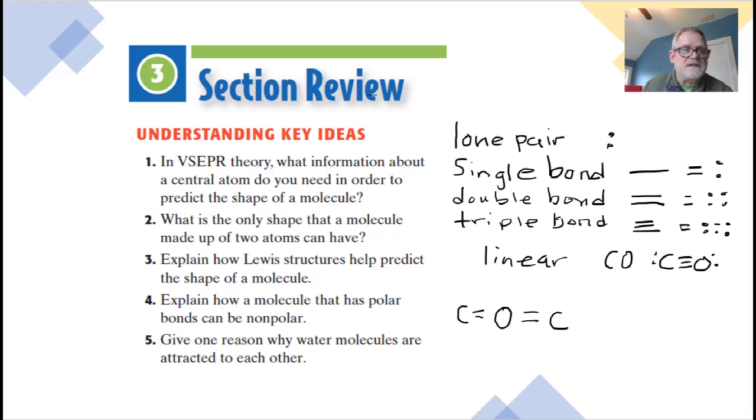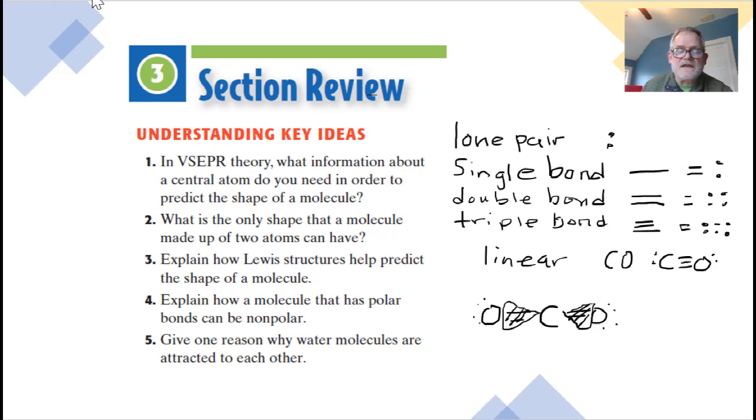If you have carbon in the center and it's attached to two oxygens, carbon dioxide, you will notice that the oxygen has a higher electronegativity. So as a result, these bonding electrons are going to be pulled closer to the oxygens.